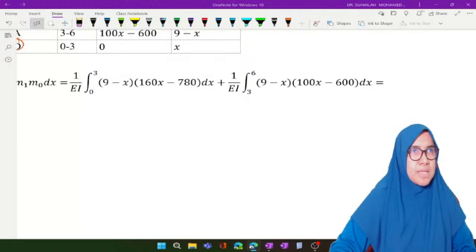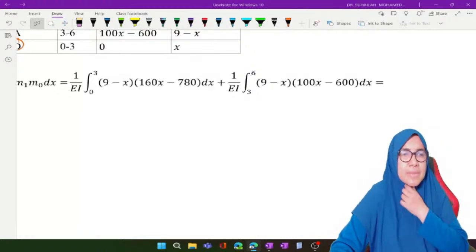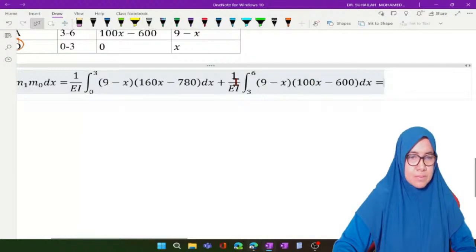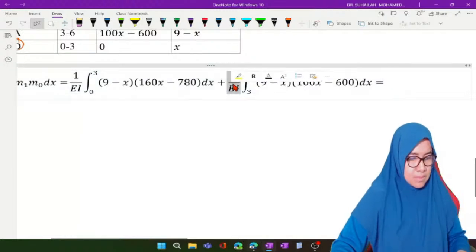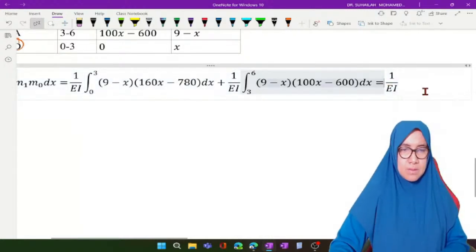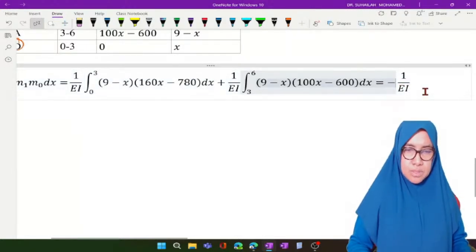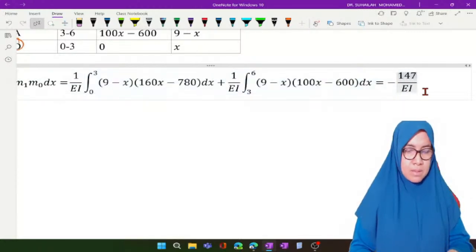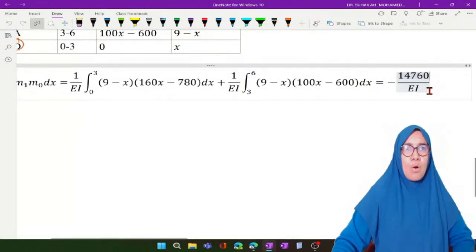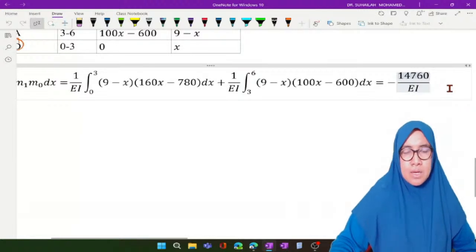Okay, it is negative. Yes, 14760 over EI. That is correct. Very good. The answer is negative 14760 over EI.